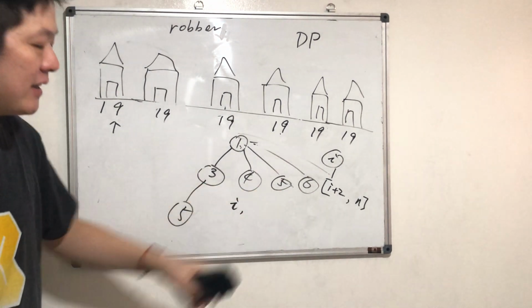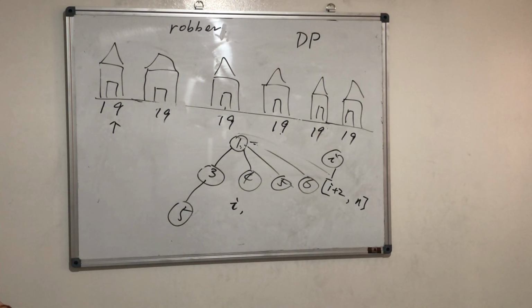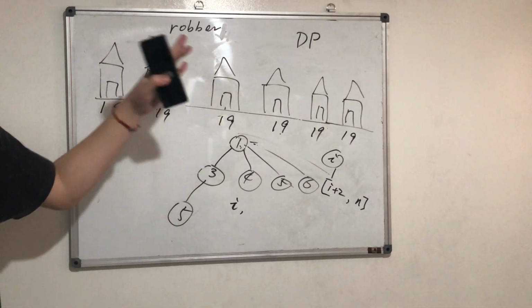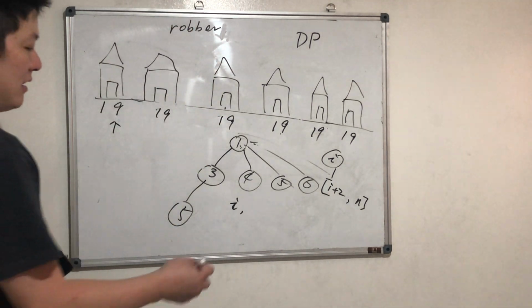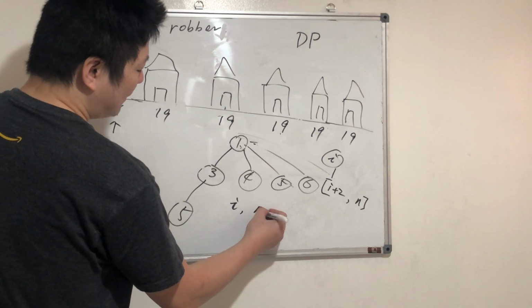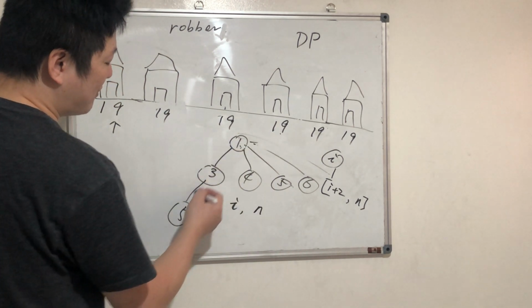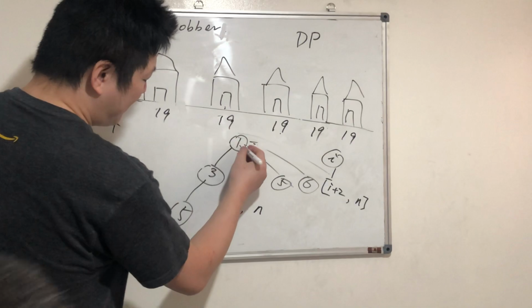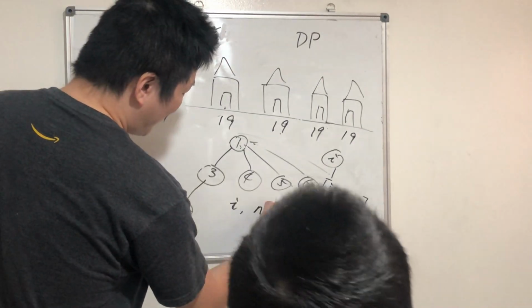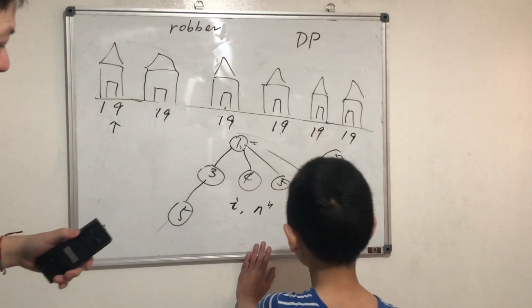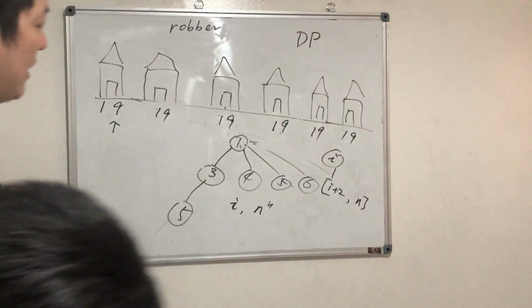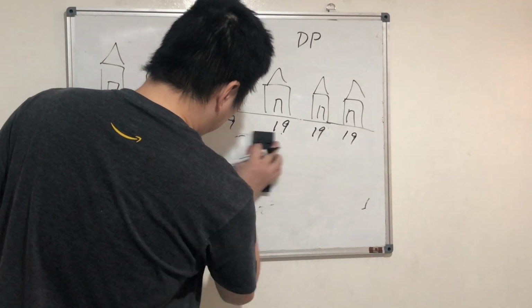So there is duplication here. It's exponential. For how many nodes are there? There are n nodes, roughly n to the power of n. So actually this is a bit complex.